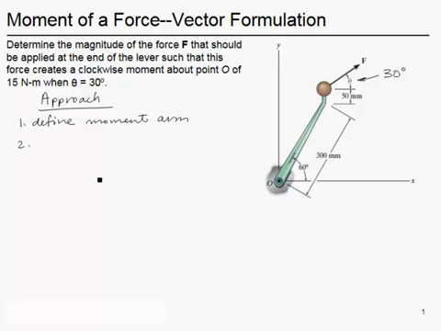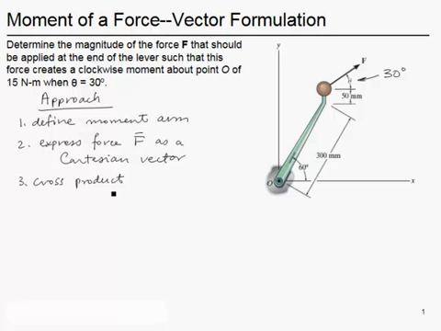Second, we are going to express the force F as a Cartesian vector. The third thing we're going to do is write the cross product. We're going to compare the cross product we calculate using the moment arm and the Cartesian vector for the force with what's given in the problem statement and make the calculation that way.